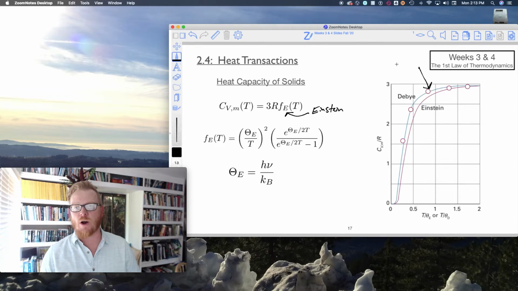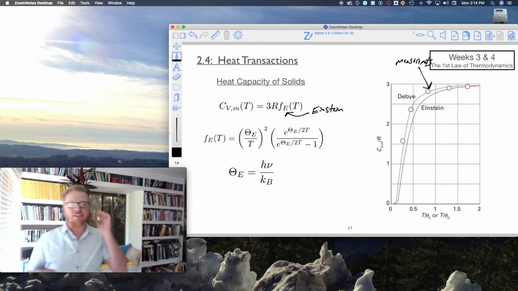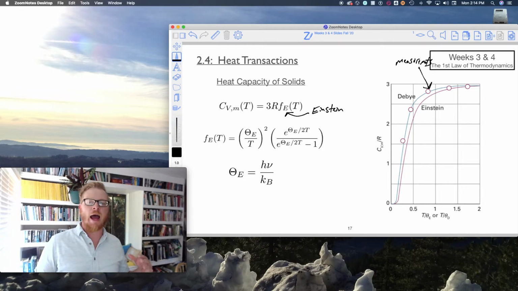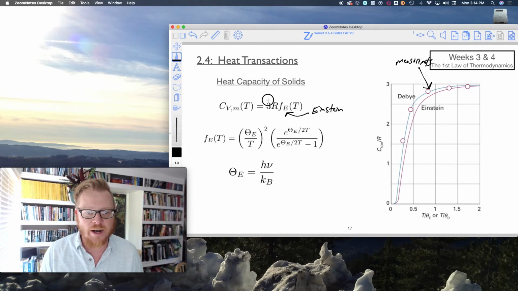So these values are measurements. And I'm not going to get into too much detail in the difference between the Einstein heat capacity of solids versus the Debye, because they're both very close. So we'll look at the Einstein equation. Okay, so what it says, it's the quantity 3 times R times this function of T. Okay? So let's talk about why 3R.